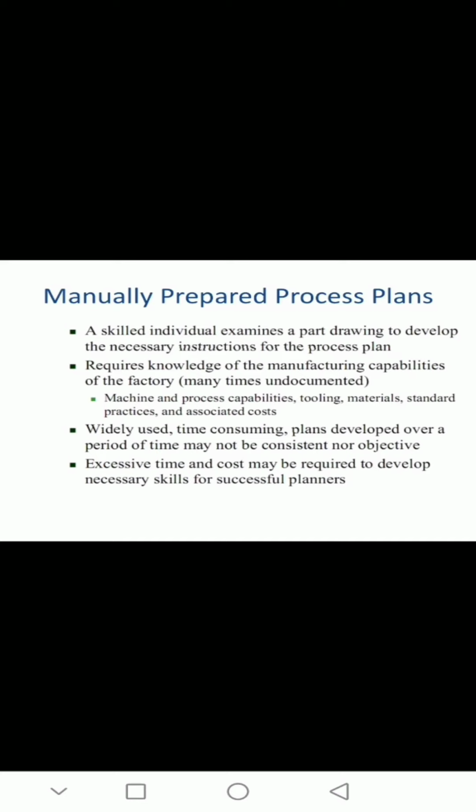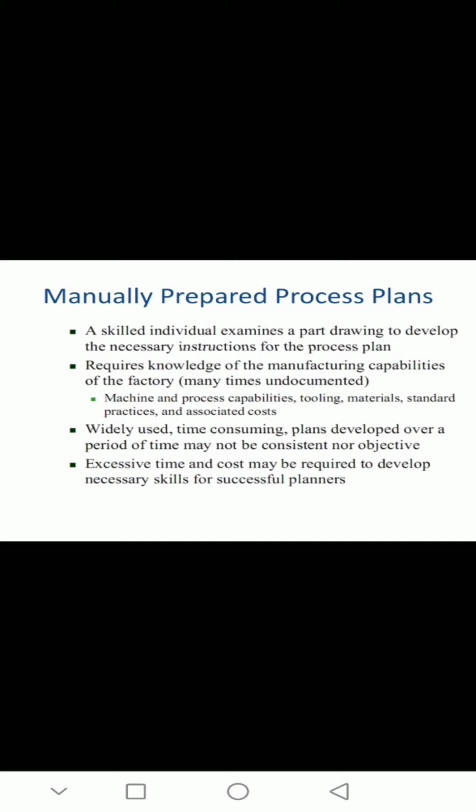The manual process plan is a widely used method, and it is a time consuming process. Plans used over a period of time may not be consistent or objective. Means the process plan prepared for a particular part may not be the same for another part, and excessive time is required to prepare it, and cost may be required to develop the necessary skills for a successful process planner. The cost associated with the manual process plan is a little bit high when compared with computer aided process planners.